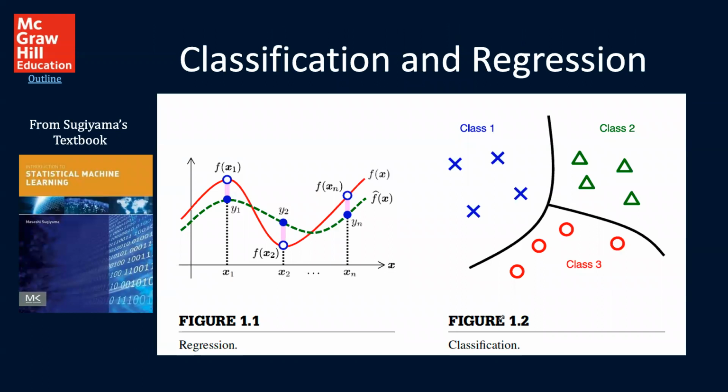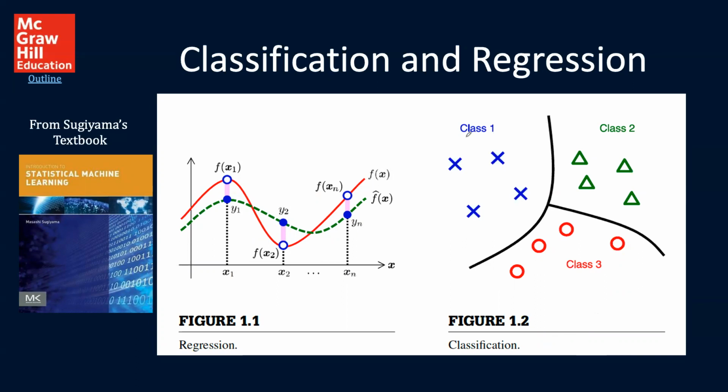So just to give some figures, here are another couple of slides from Sugiyama. This is dealing with classification and regression. So first here, we're looking at regression. And regression is focused on the math. We're trying to come up with an estimate of what it actually is there. So f hat versus the f actual. So that's regression. And classification is something we're going to be getting into more and more.